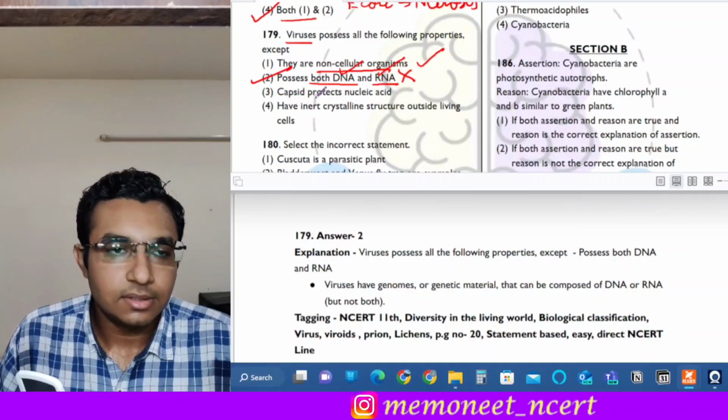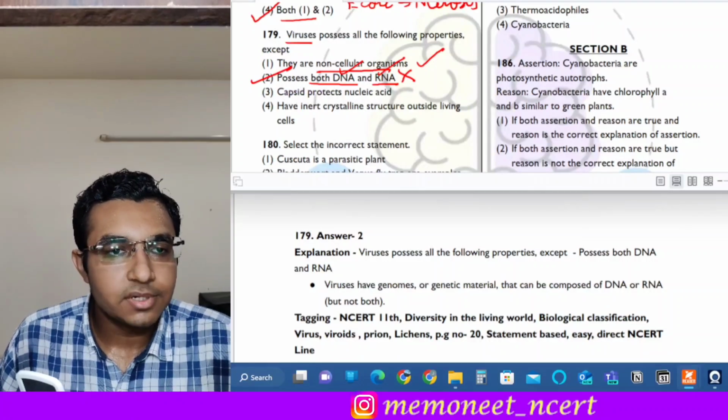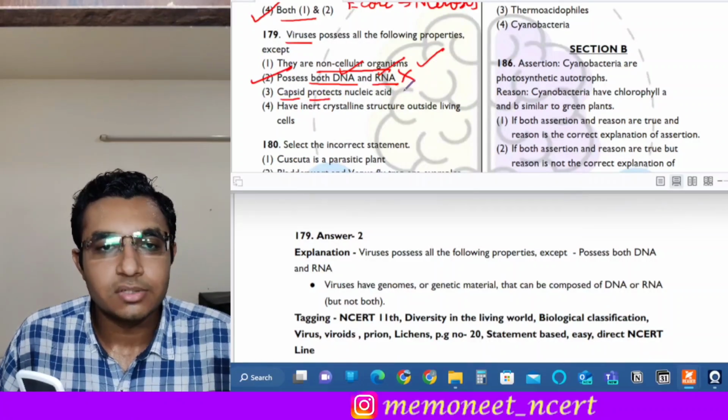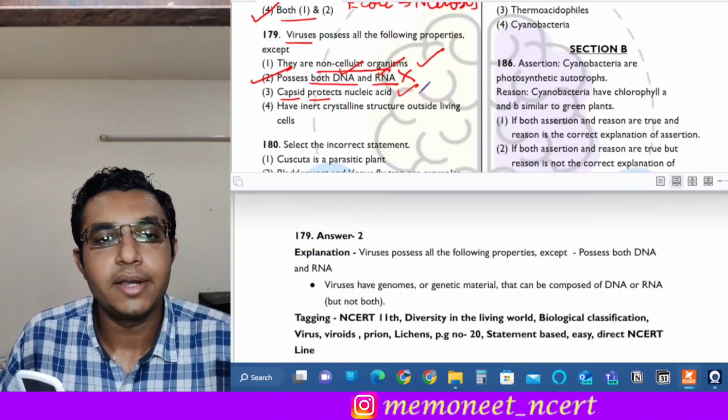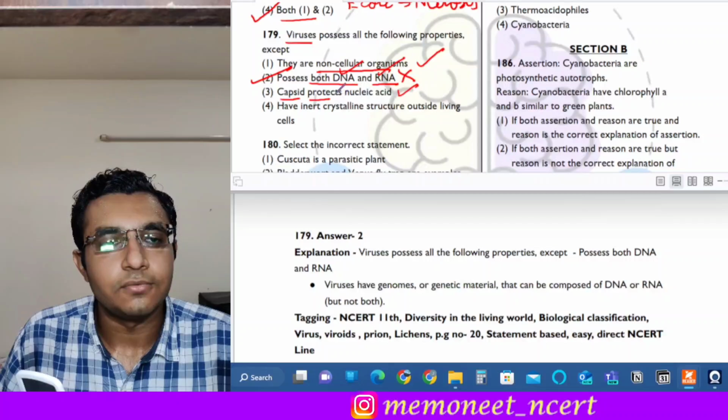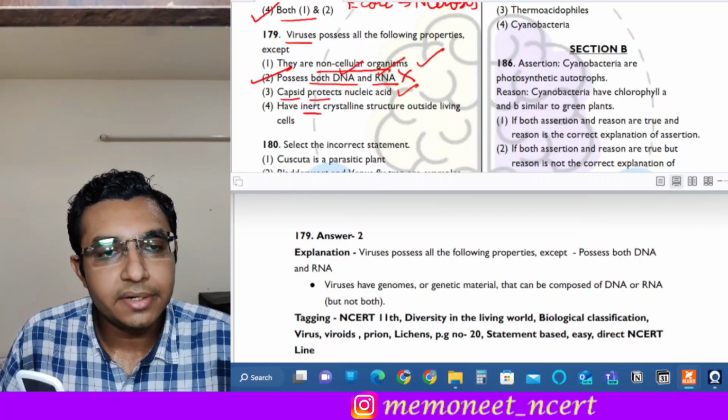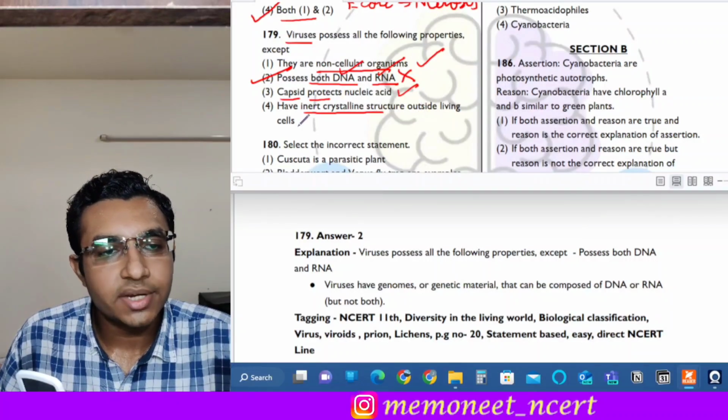Let us read the other 2 statements also. The capsid protects the nucleic acid. Yes, it is correct because the capsid is the outer protective covering of the virus and it protects the nucleic acid. The fourth statement is they have inert crystalline structure outside the living cells.